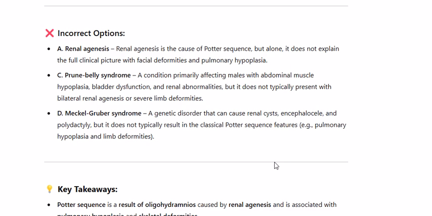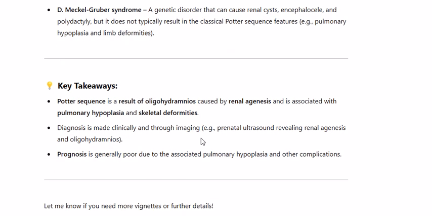Key takeaways. Potter sequence is a result of oligohydramnios caused by renal agenesis and is associated with pulmonary hypoplasia and skeletal deformities. Diagnosis is made clinically and through imaging, e.g. prenatal ultrasound revealing renal agenesis and oligohydramnios. Prognosis is generally poor due to the associated pulmonary hypoplasia and other complications.